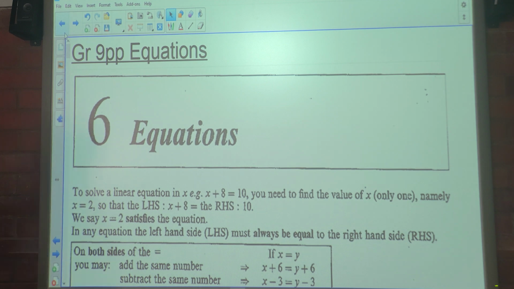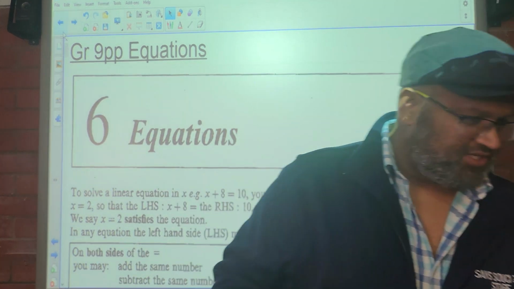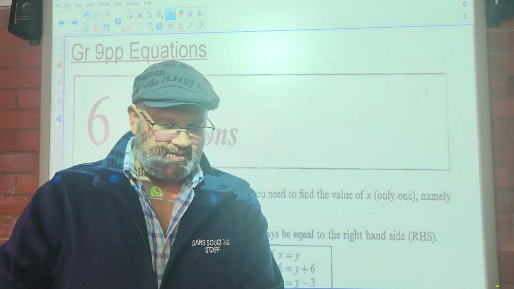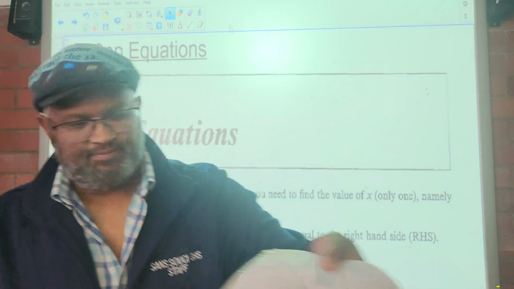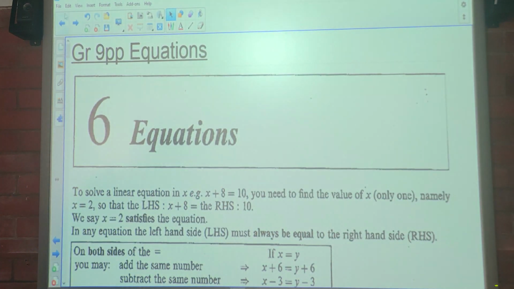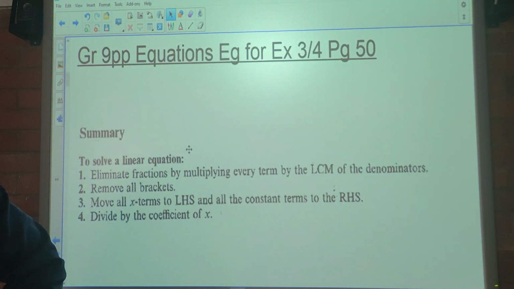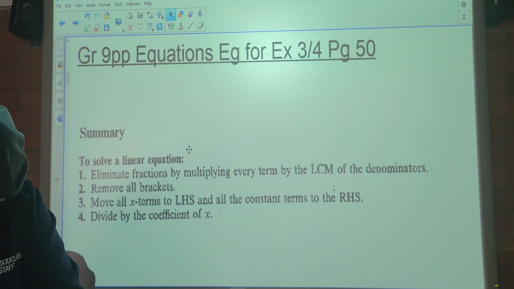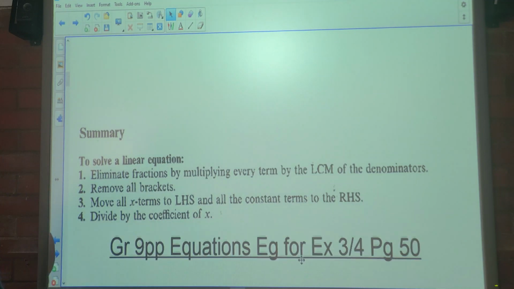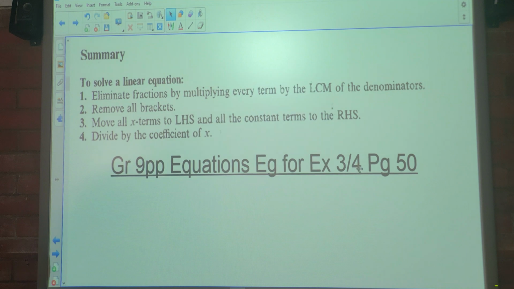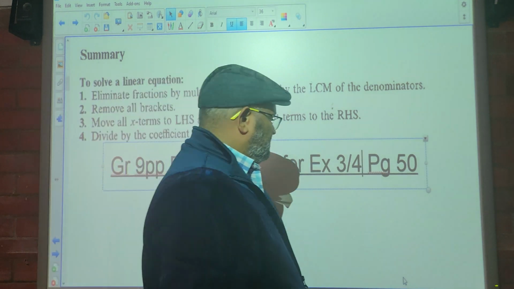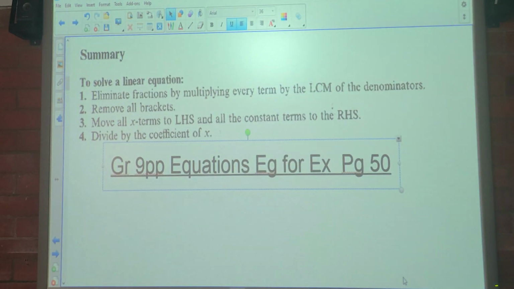So today we're looking at equations. In particular, we're looking at word problems. The word problems on page 52. So example 5 is on page 52. So the exercise 5 on page 52.